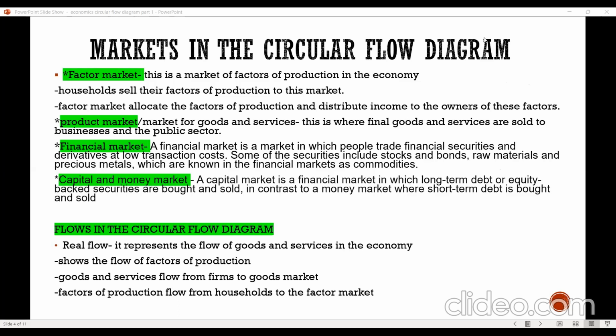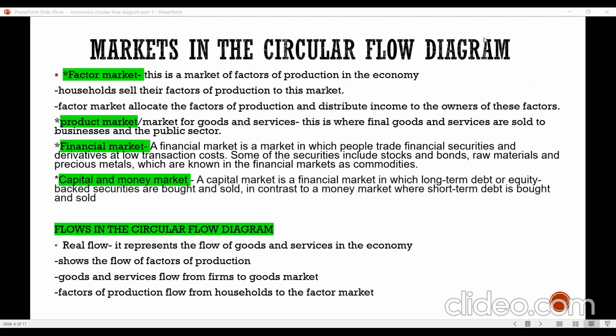Our first market, let us look at the factor market. What kind of market is this? The factor market is more self-explanatory. Factor basically deals with factors of production. A factor market is a term that economists use for all the resources that businesses purchase, rent or hire in order to produce goods and services.